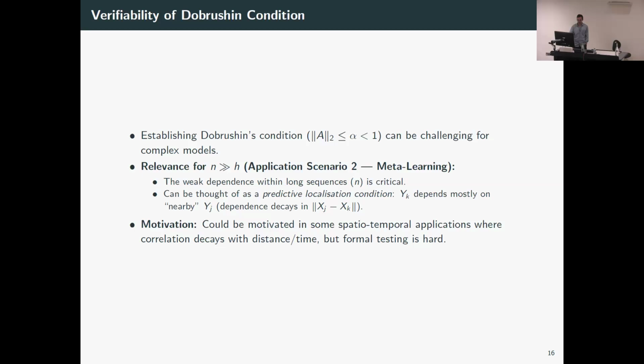I need to caveat this. How valid are these conditions? They're very difficult to validate in practice. It can be motivated in some spatiotemporal applications, but unfortunately this is really only useful in the second application scenario, where we're using real data. It may be easy to verify this type of assumption if you're simulating from a prior, but when you have real data, this is just an assumption.